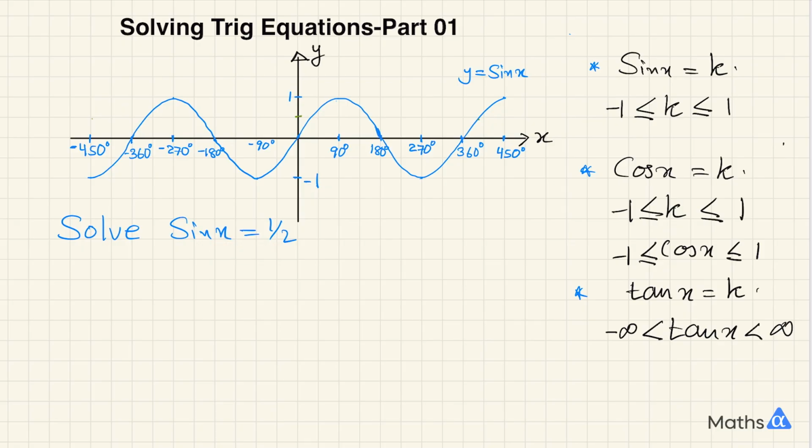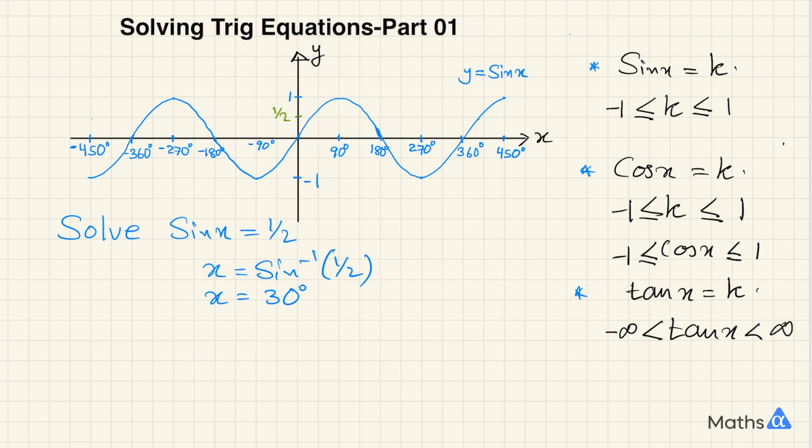Now if you go back to your GCSE, you learned how to find this angle x. We can write angle x as sine inverse half. If you use the calculator, you get this angle x as 30 degrees. Now I'm going to ask this question: is this the only solution you can get for this trig equation? Actually, it's not. Let me draw this line, sin x equal half, or we can say y equal half.